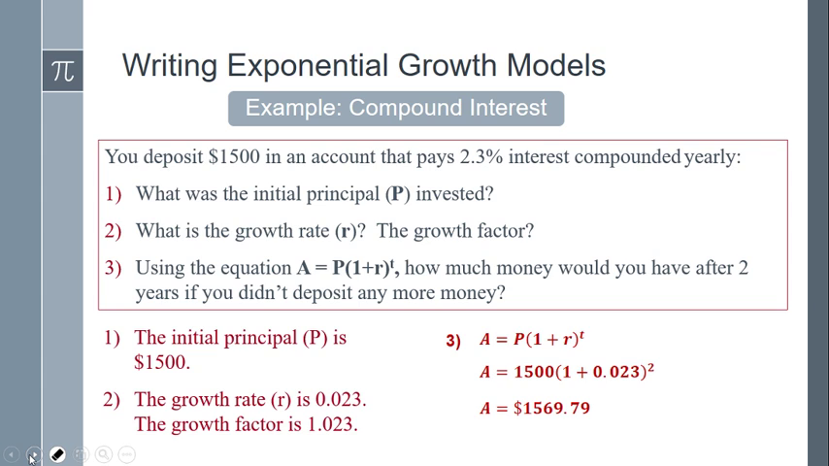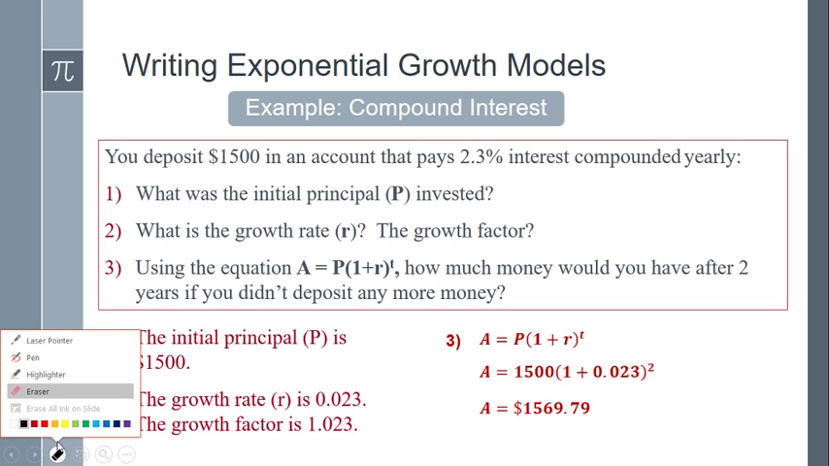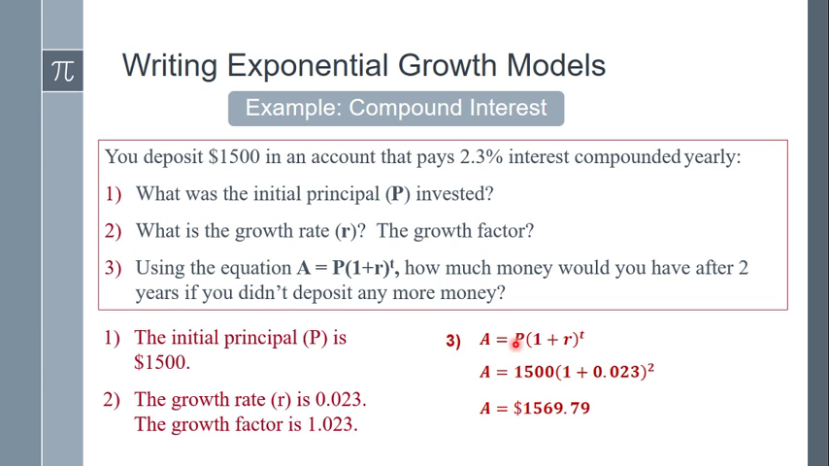So let's figure out how much money we would have after 2 years. To figure that out, I just plug the appropriate quantities into the equation. P is our principal, which is the initial amount invested. That's $1,500. The 1 is part of the equation. The growth rate is 2.3%, or 0.023 as a decimal. And finally, we let T be time in years, so we plug in a 2 for T.